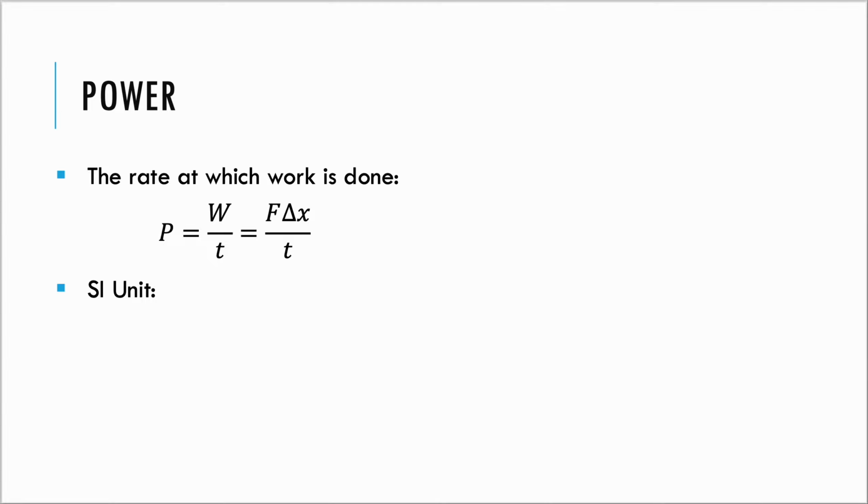Finally, let's look at power. It's the rate at which work is done. So how fast you're doing work per time. We can use force times distance for work to get force times distance divided by time for power. The SI unit for power is the watt. We use the letter W for this unit. Let's look at an example.